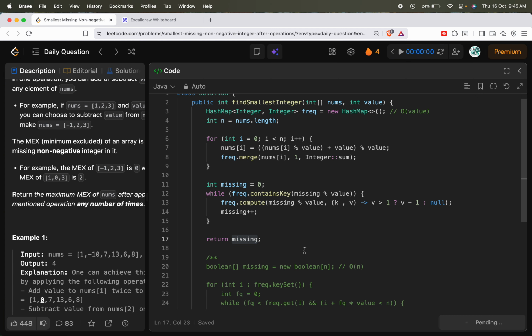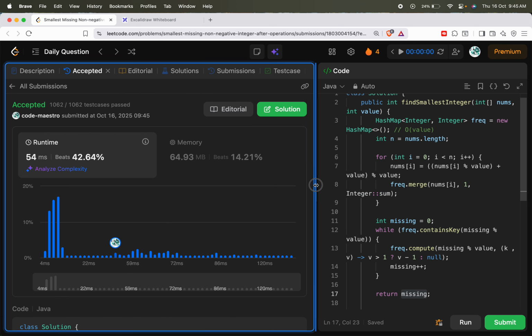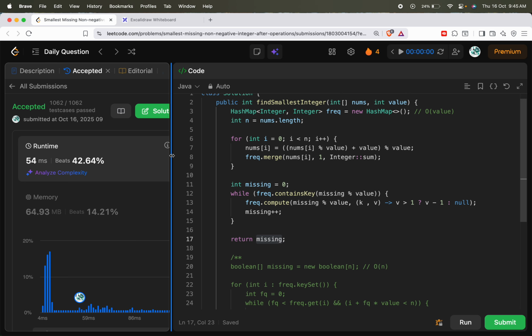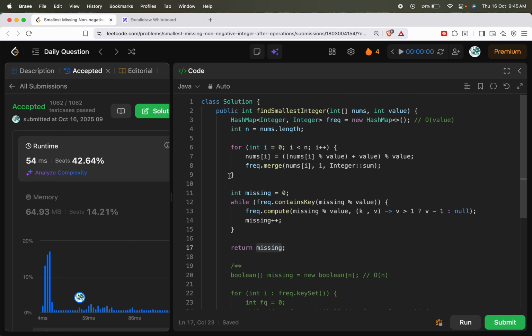Okay, let's try to submit this. As you can see, our solution is pretty efficient. Let's try to analyze the time complexity and space complexity over here. Here we are trying to generate the frequency hash map. So this would take a space complexity of order of value, because since the remainder can only lie between 0 till value minus 1, that is the reason it will take order of value.